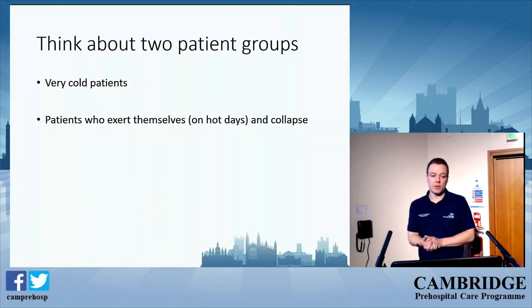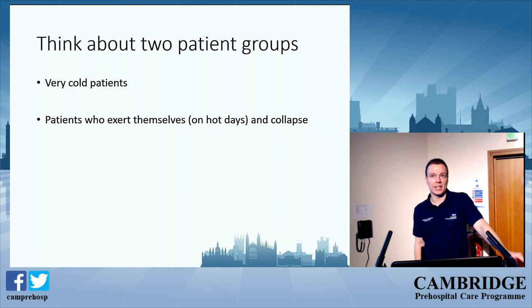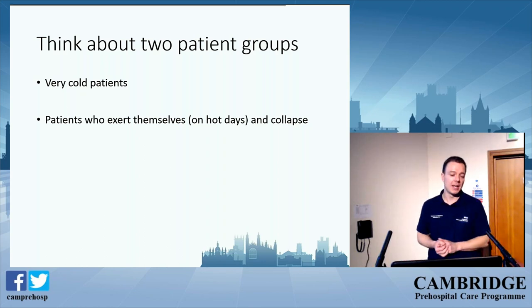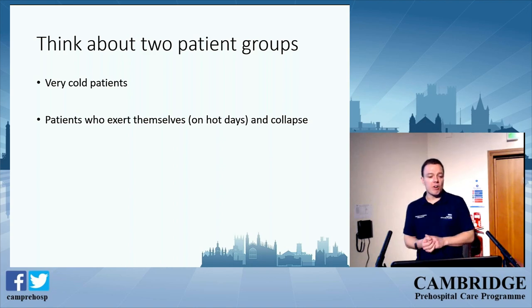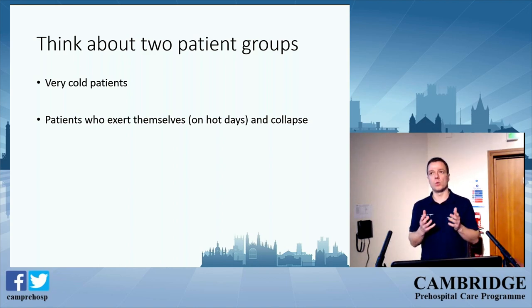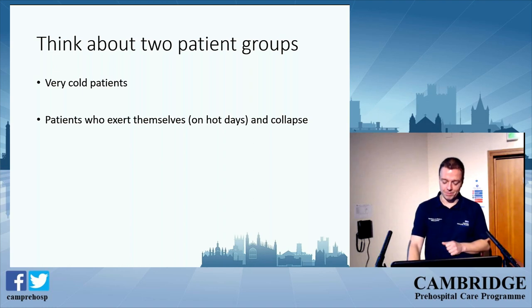So what I'd like to think about, probably topical for this time of year, but looking forward hopefully to summer, are these two groups of patients. Very cold patients, so essentially hypothermia, and a group of patients who exert themselves typically on hot days and then collapse. Very much groups of patients that we as pre-hospital care providers could be sent to, and we could go to tomorrow to the hypothermic patient, or in a few weeks' time to the collapsed exertional patient.